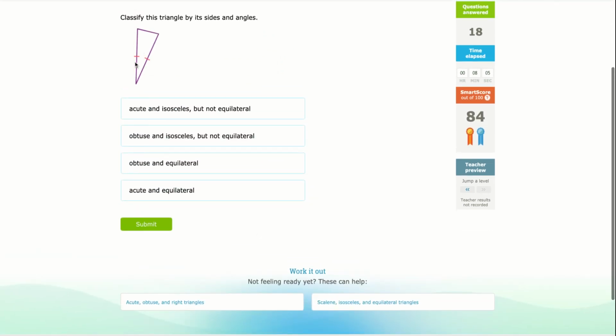Here's an isosceles. The two little tick marks mean the sides are equal. So this is going to be an isosceles triangle. So I'm looking for isosceles. That's one of these top two. And that angle and these angles all look less than 90, so it's an acute, not an obtuse, but it's definitely not equilateral because this third side doesn't equal the other two sides.